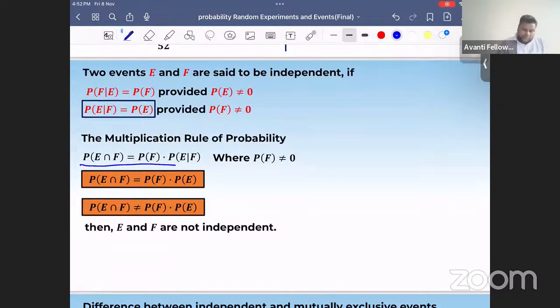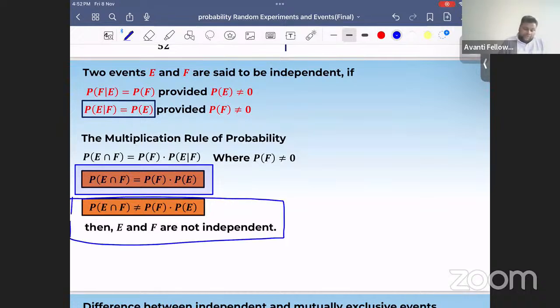So this is the formula for independent events. If two events are independent, then P(E intersection F) is what? P(E) into P(F). And if this P(E intersection F) is not equal to P(E) into P(F), that means events are not independent. Got it?